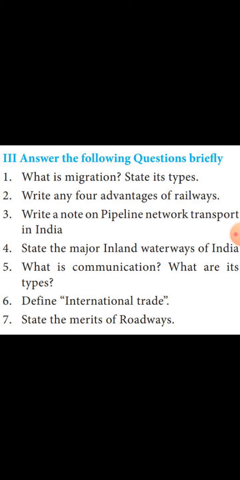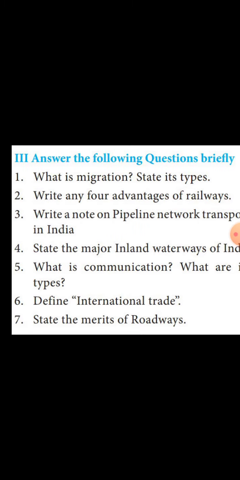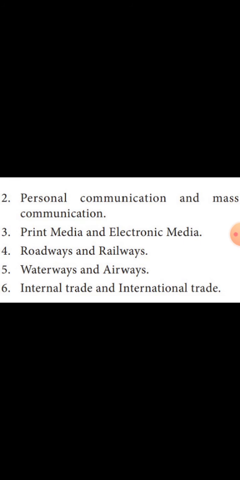Under the inland waterways heading, the question is to state the major inland waterways of India. Now see the second paragraph. The major national waterways are National Waterway 1, National Waterway 2, National Waterway 3. That paragraph also you should mark. National Waterway 1, National Waterway 2, then National Waterway 3, each paragraph you should mark. Then Roman number 4, distinguish between.